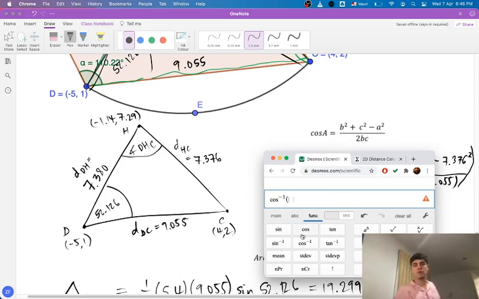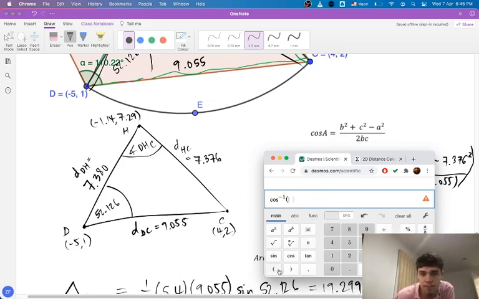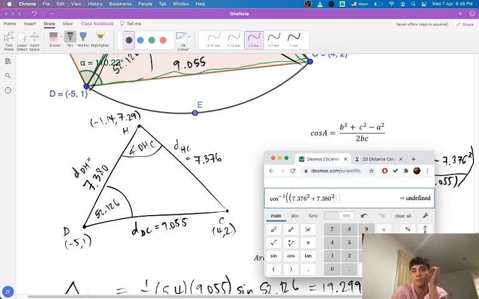So the angle is going to be equal to the cos inverse, because we're dragging it over. We're then going to do another bracket, so I can get what's on the top of the fraction, and it's going to be b squared. Now b squared is an adjacent side, so 7.376. And then we are going to square it, plus the other adjacent side, which should be the same, but poor rounding is going to mean my answer is going to come out different to yours as well, by the way. But it's going to be very minor differences.